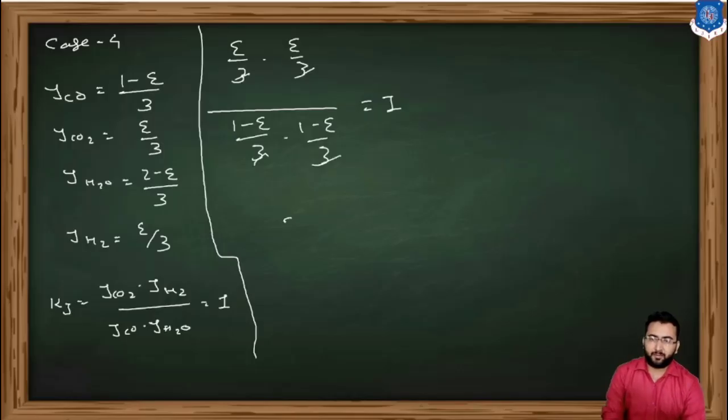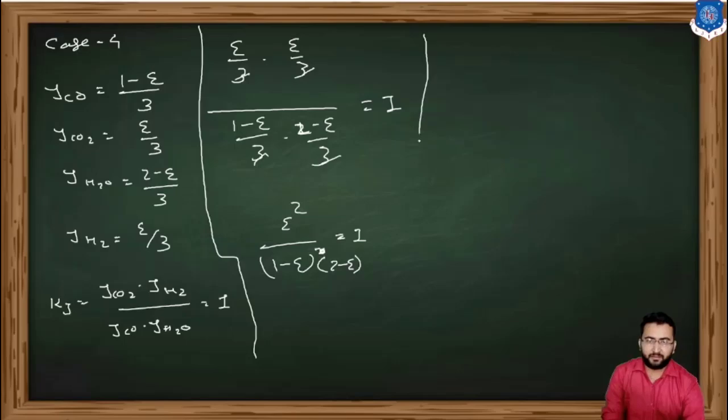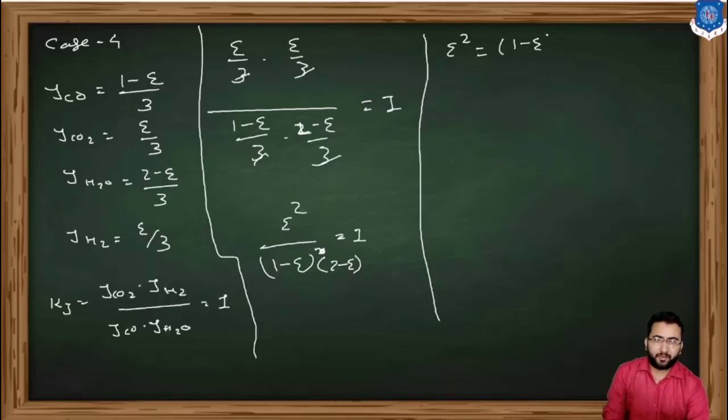So here I am getting epsilon square upon 1 minus epsilon whole squared is equal to 1. Sorry, here there is a 2 epsilon, so it does not become epsilon square. Here it is 2 minus epsilon, is equal to 1. Now we have to simplify this equation. If I simplify it, we get epsilon square is equal to 1 minus epsilon into 2 minus epsilon.